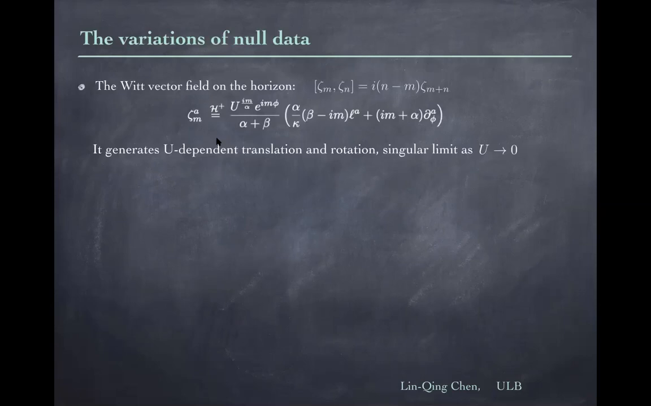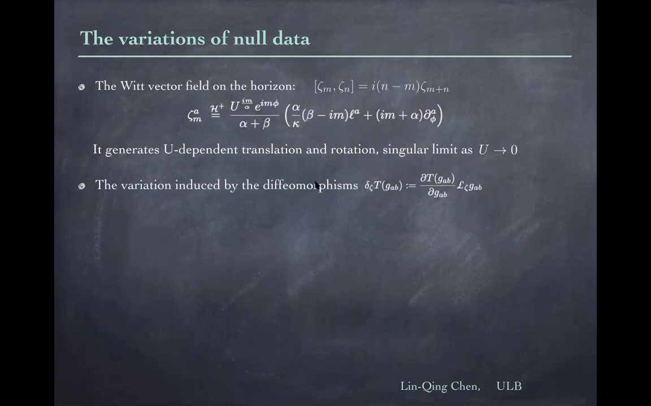So then the Weyl vector field on the horizon, on the null hypersurface, can be expressed as this null generator and this axisymmetric Killing vector. So then we can see that on the horizon, it generates a U-dependent translation and also a U-dependent rotation. And it has a singular limit when U goes to 0.